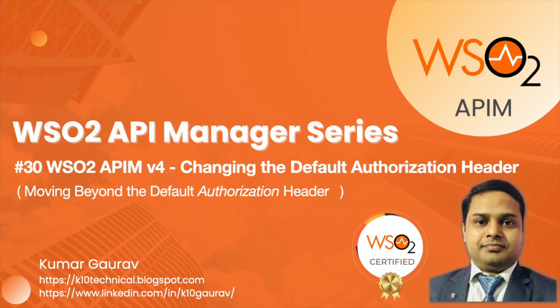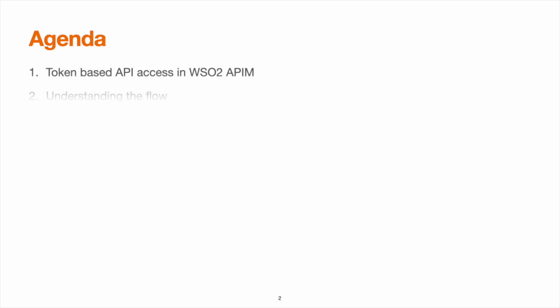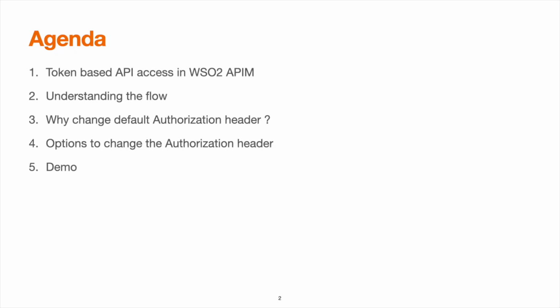So let's start. We'll start by looking into token-based access in WSO2 API Manager, followed by understanding the typical flow. Next, we'll see some of the scenarios where changing the default authorization header is required. Then we'll dive into different ways we can change the authorization header, and we'll wrap up with a sample demo.